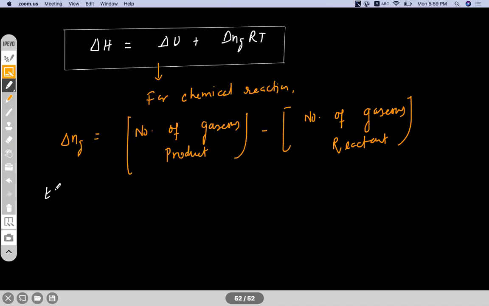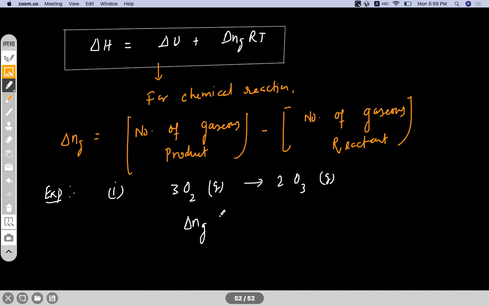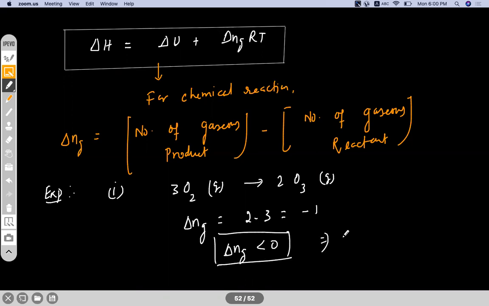Suppose we have a reaction that is 3O2 gas gives 2O3 gas. So delta Ng for this reaction would be 2 minus 3, product minus reactant, that is minus 1. So delta Ng is less than 0 for this reaction. And when delta Ng is less than 0, work done is less than 0. Work done is negative means it is work done by the system.